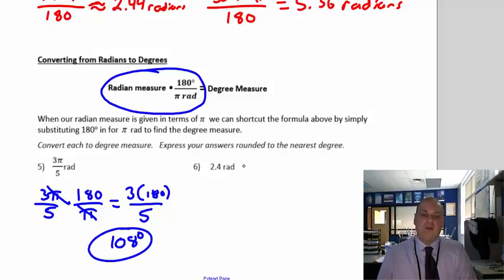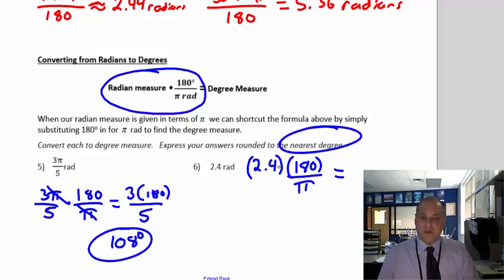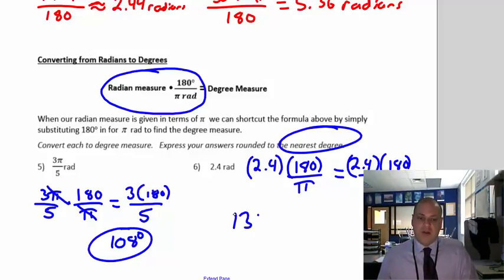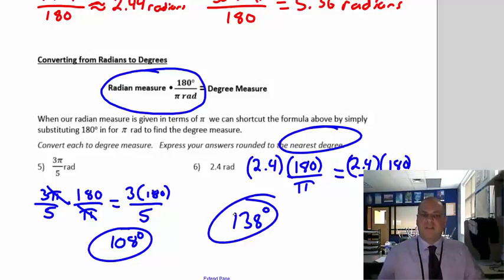You just put that in your calculator. This one, 2.4 times 180 over pi, and literally just put that in your calculator. We're going to do nearest degree. So I'm going to do 2.4 times 180, and then we're going to divide by pi afterwards. Okay, we hit enter, then divide by pi, and it comes out to be 138 degrees. All right, that's just the conversion.